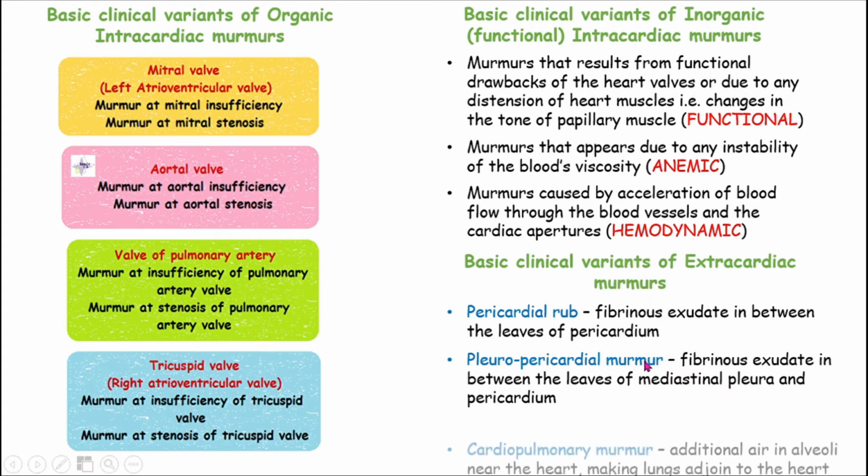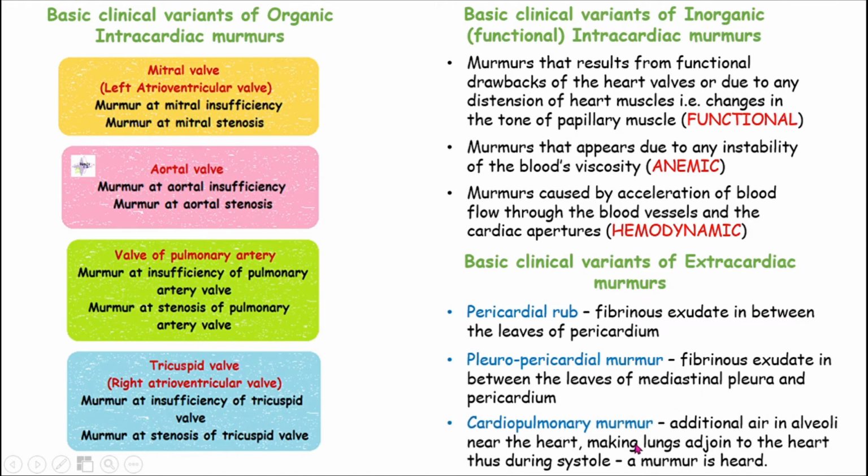And our next type is cardiopulmonary murmur. This is when there is additional air filling into the alveoli of the lungs, which are located near the heart. Once this air fills the lungs located near the heart, the lung can adjoin the heart, and during systole of the heart, with the elasticity of the lungs at its maximum, a murmur can be heard.